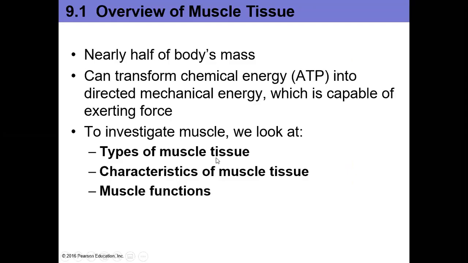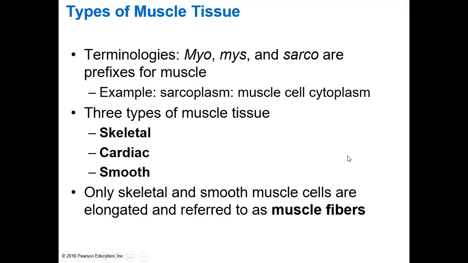To investigate muscle, we look at the types of muscle tissue, characteristics of muscle tissue, and muscle functions. You should know that muscle is abbreviated as myo, mys, and sarco in our Latin, Greek medical terminology. An example is sarcoplasm, the cytoplasm of a muscle cell. We have three types of muscle: skeletal, cardiac, and smooth. Only skeletal and smooth muscle cells are elongated and referred to as muscle fibers. But from that point on, the muscle fibers and the way they are arranged are very different depending on if it's skeletal muscle or smooth muscle.